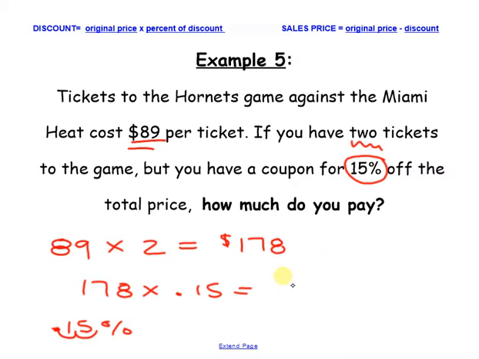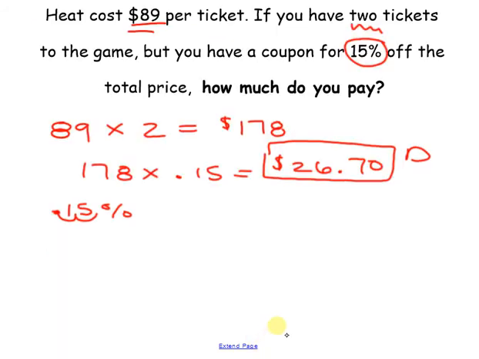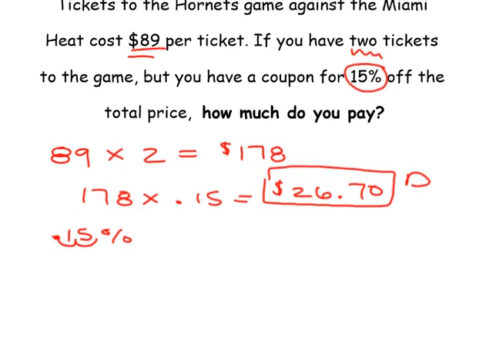Okay, you should get 26.7. Because this is money we're talking about, we're going to add that 0 placeholder at the end. And I'm going to box this off. This is not our final answer. This is just our discount. That's how much money I'm going to save.